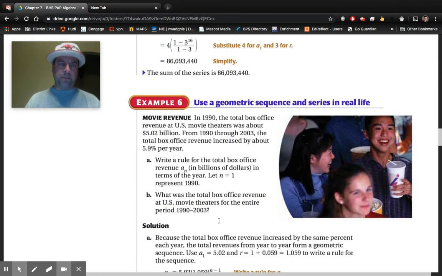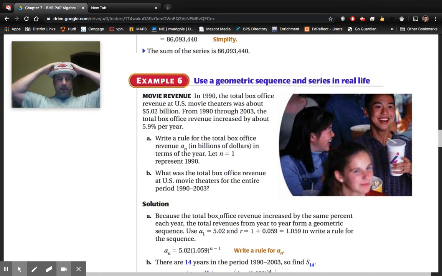There's a word problem using it in real life. I hope y'all like my hat. I brought my old school hat out. That's my lake hat. I gotta wear a hat because my hair is just god awful.